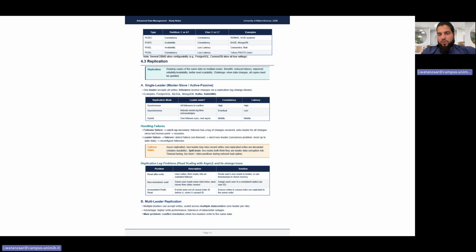What is the solution for this? Ensure writes in a causal order are replicated in the same order. As it's written in the causal order, it should be replicated in the same order. This is the solution for this one.